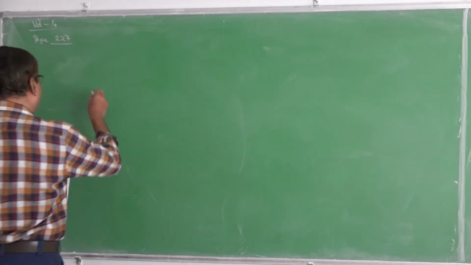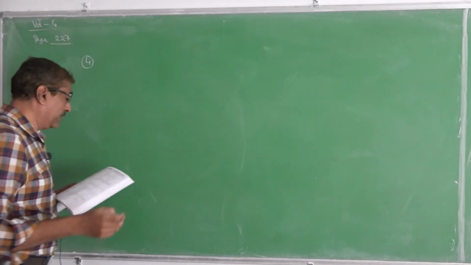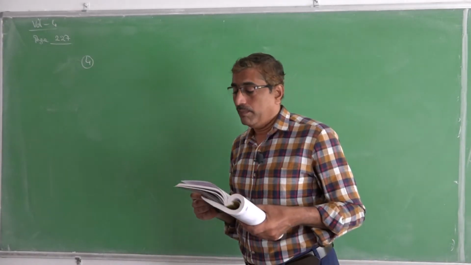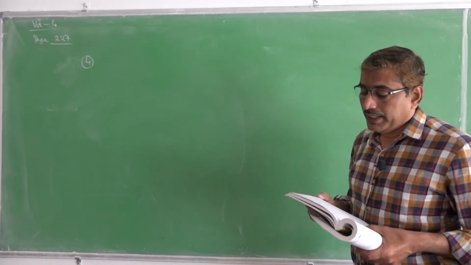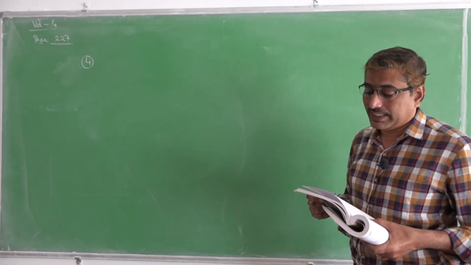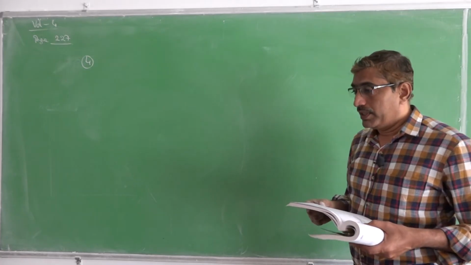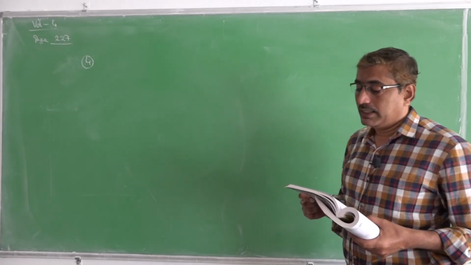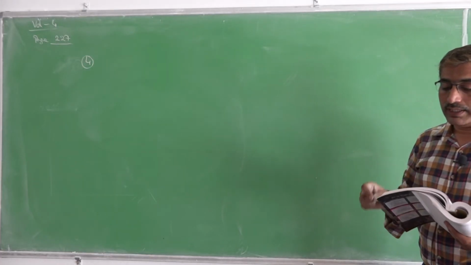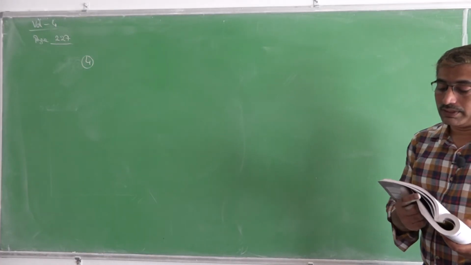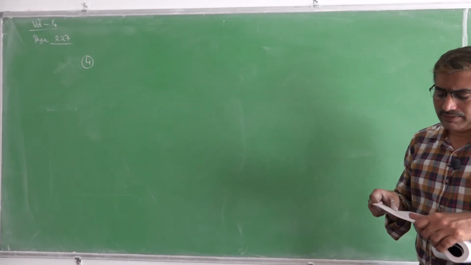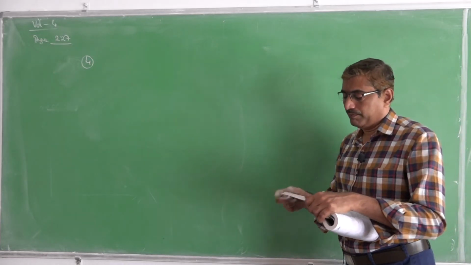Next, fourth one. The value of universal gas constant is 8.3 joule per mole Kelvin. The mean kinetic energy of 32 gram of oxygen at minus 73 degrees centigrade will be. Okay, the universal gas constant is 8.3 joule per mole per Kelvin. The mean kinetic energy of 32 gram of oxygen at minus 73 degrees centigrade. Okay.